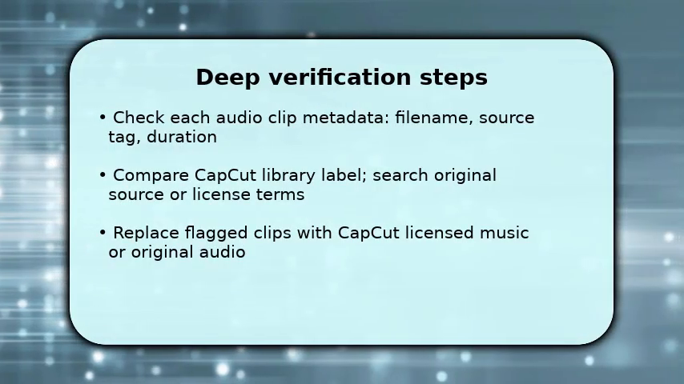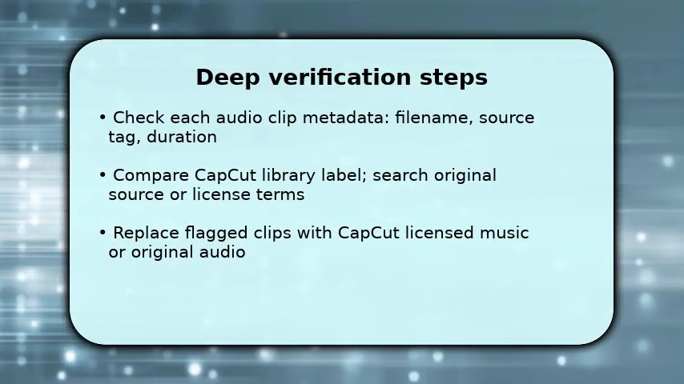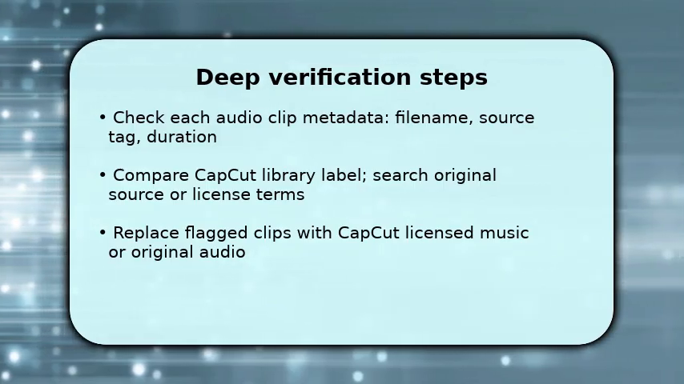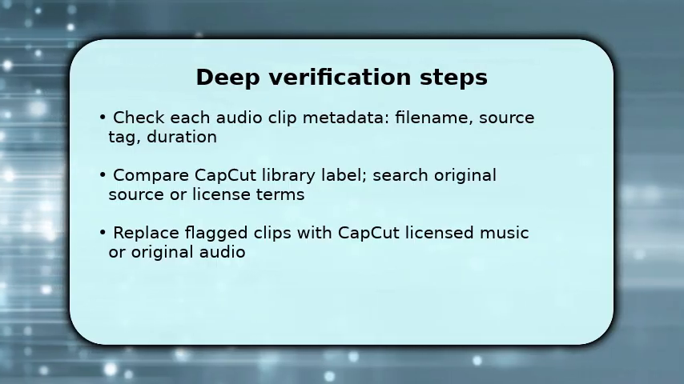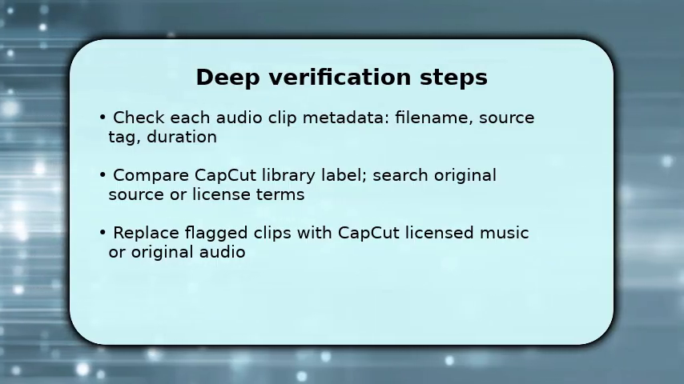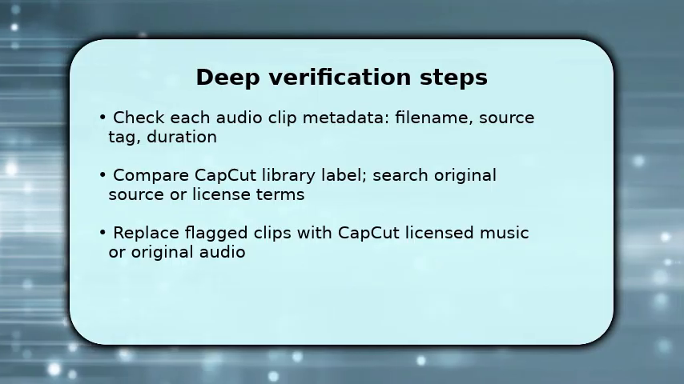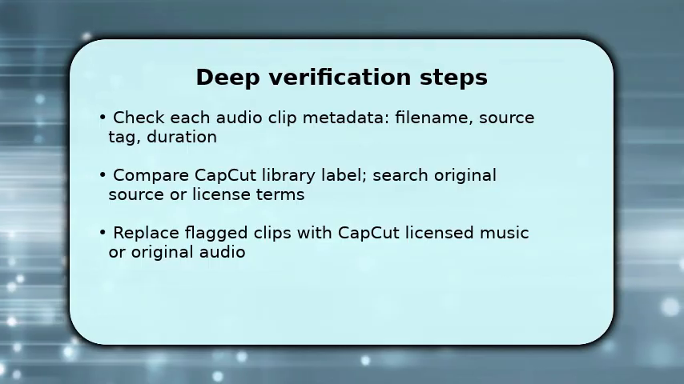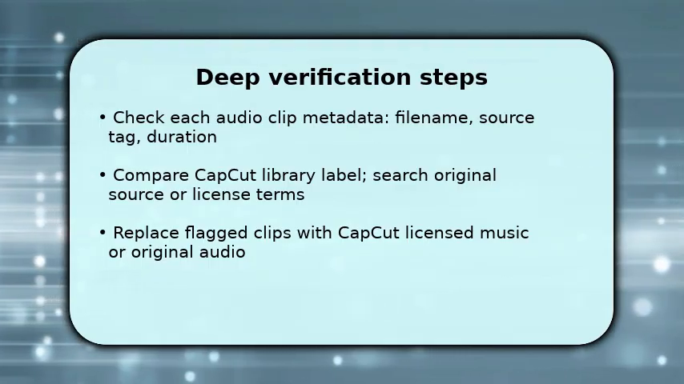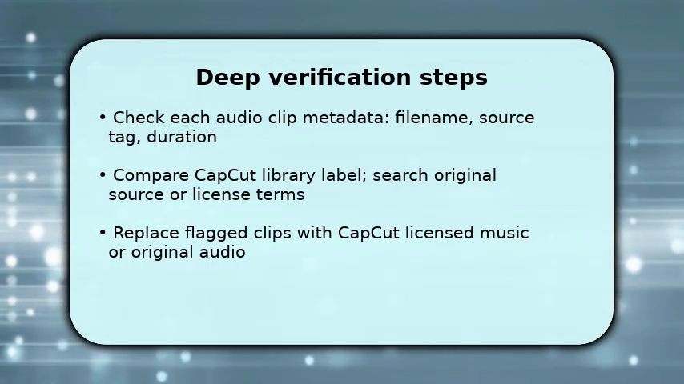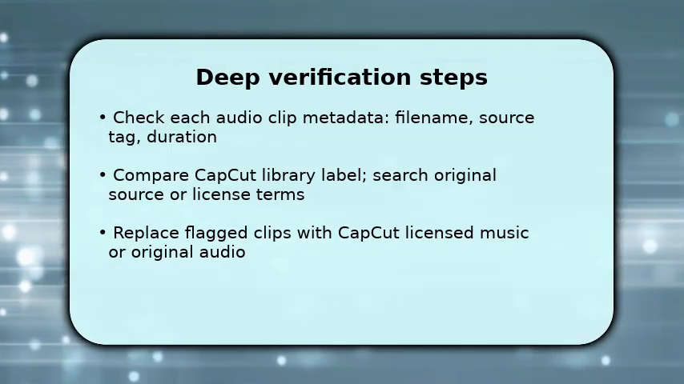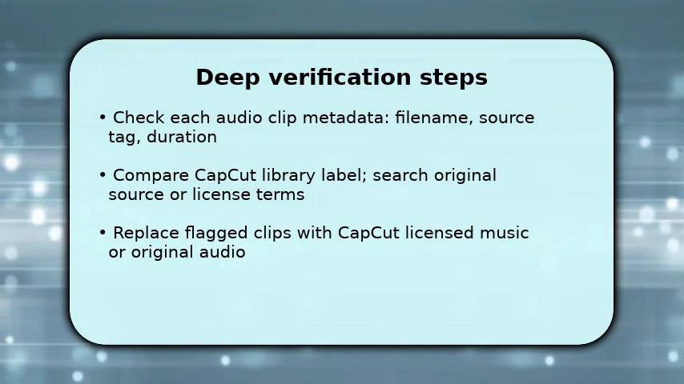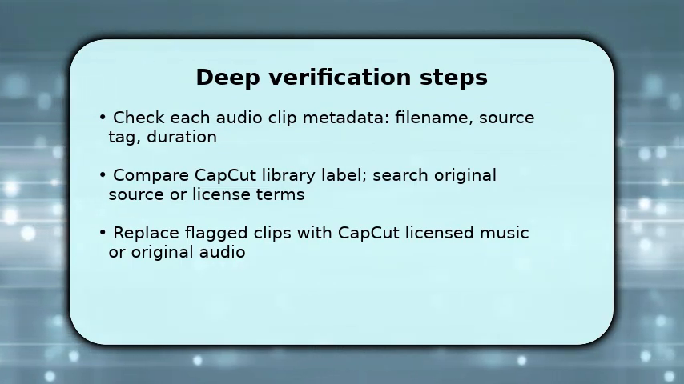Once done with the quick scan, you perform a deeper verification. Select any audio clip and view its metadata to spot file names or source tags. This reveals origins and whether it's a CapCut licensed track. Make sure to search the original source or the track's license terms if unsure, because some library items are free for personal use only. If a clip is problematic, replace it immediately with a clearly licensed CapCut track or your own recording to prevent issues at export or platform upload.